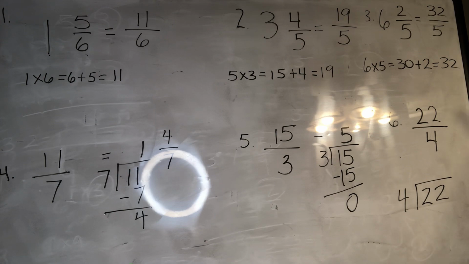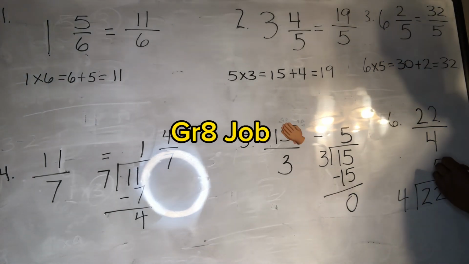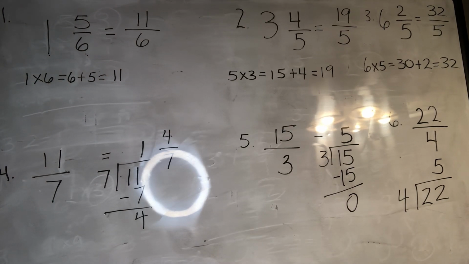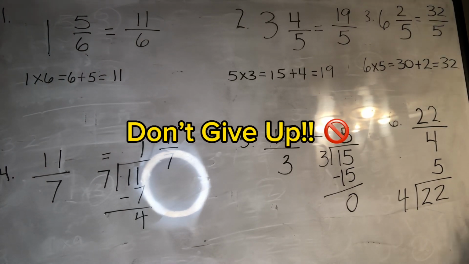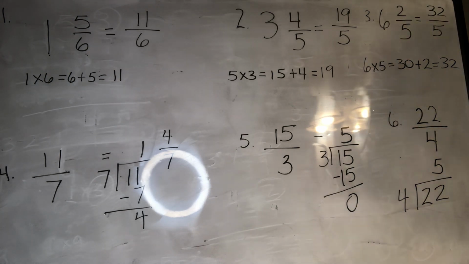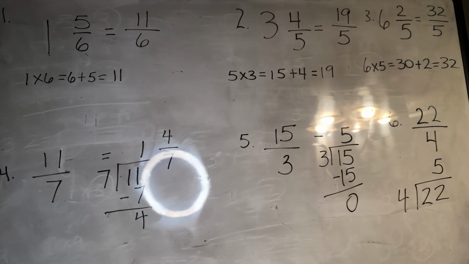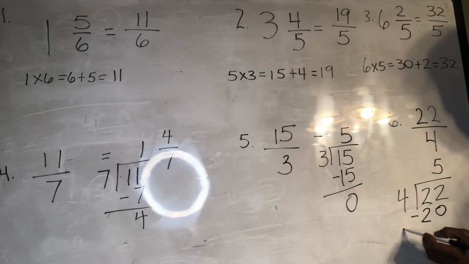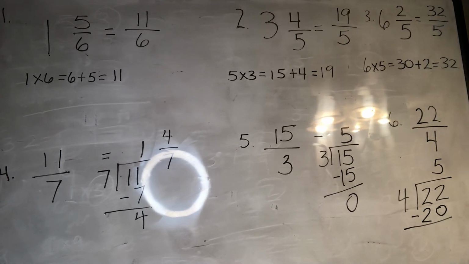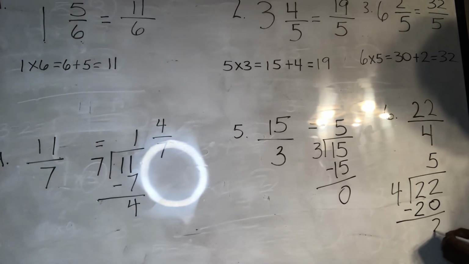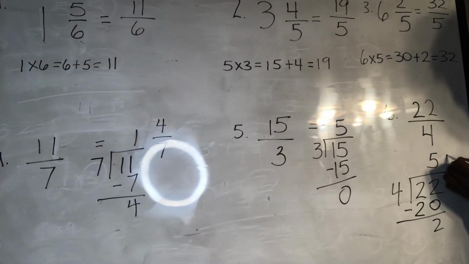Alright then, let's go with the 5 groups. Great job, mistakes and all. You've got to make them to get there. So now you do the multiplication. 5 times 4 is what? 20. Alright, so we put that 20 underneath the 22. Subtract. You're at 20. All you have to do is count up to 22. 21, 22. So how many is left? 2.